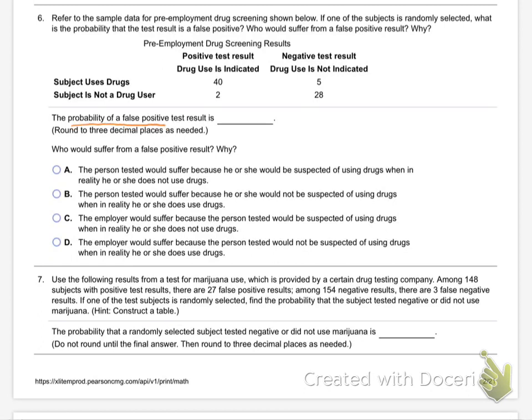Probability of a false positive. Now, what's a false positive? Let's read through this table. Positive test result, drug use indicated. So these 40 people are drug users, and they tested positive on the drug test. That's what you would expect for a drug user to test positive. These 2 people right here, they're not drug users, but they tested positive also. That's a false positive.